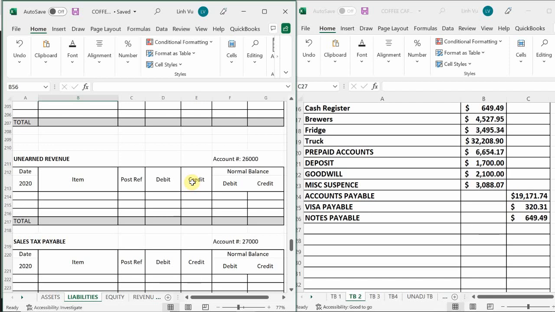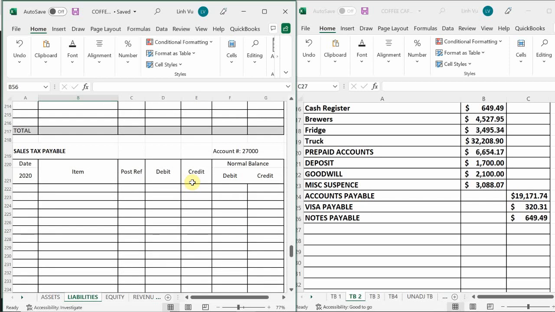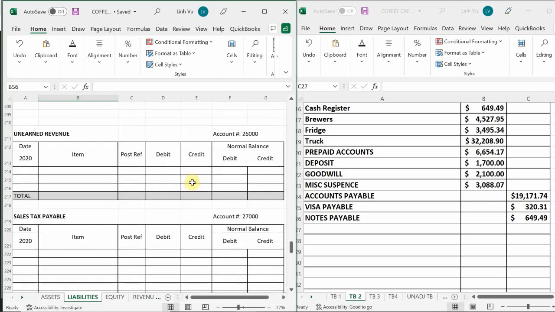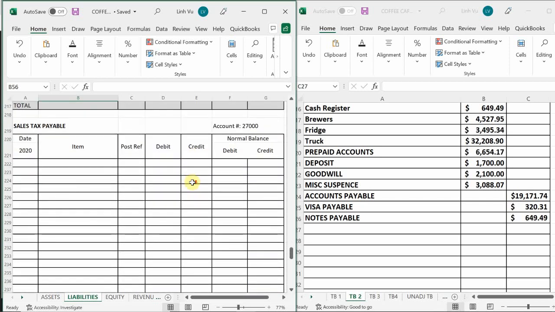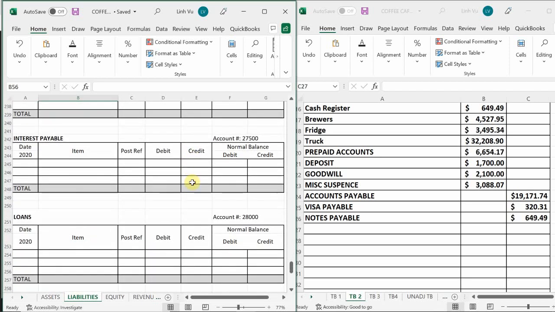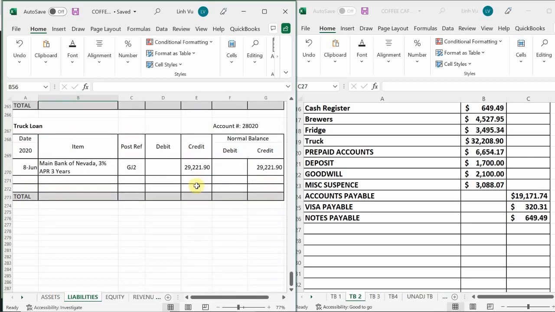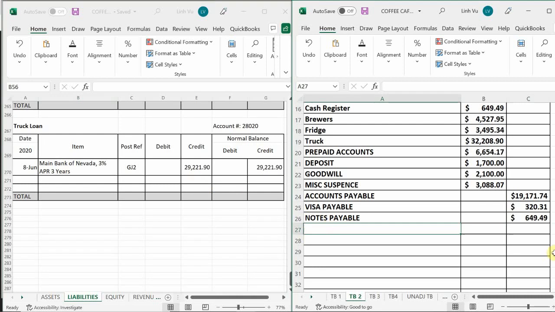We have unearned revenue. We haven't even opened our business yet, so there's no such thing as that right now. Okay? Next is sales tax. Well, we haven't sold anything yet, so there's no purpose for us to have sales tax. We don't have any interest payable. Loans: yes, we had to buy a truck with a loan. So in this case, I definitely have a truck loan.